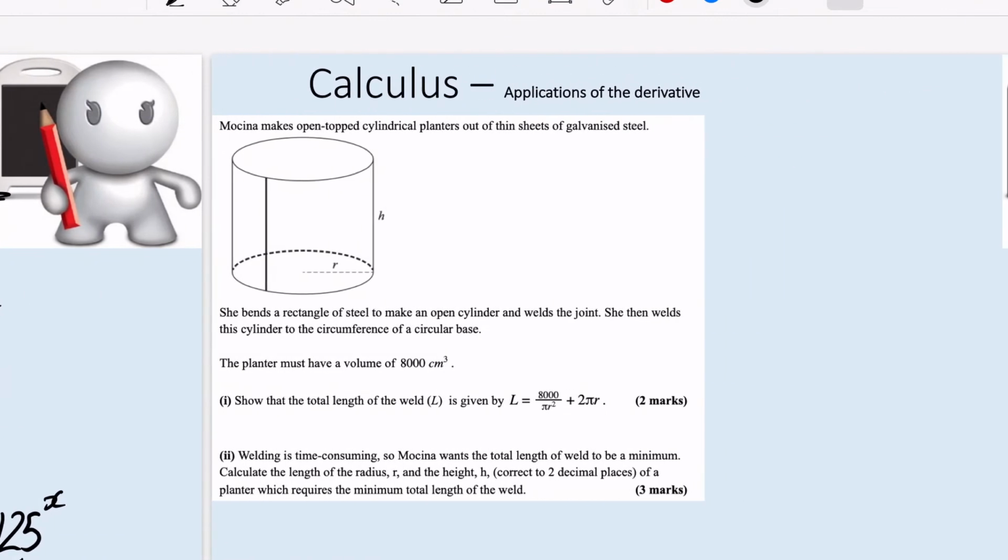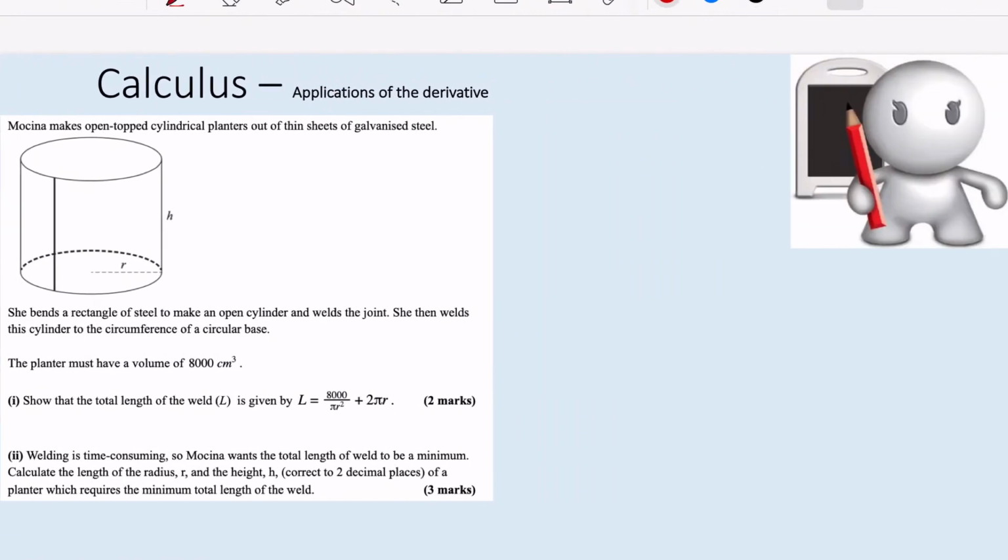Let's move on. Okay, so our next question is an application of the derivative, and this is an optimization question, and in this case we're after the minimum. All right, look, when you read this question, what we have is that she starts off with a rectangular piece of steel. She bends the steel to make an open cylinder, and then she welds that section. She then welds this cylinder down to the circular base, all right?